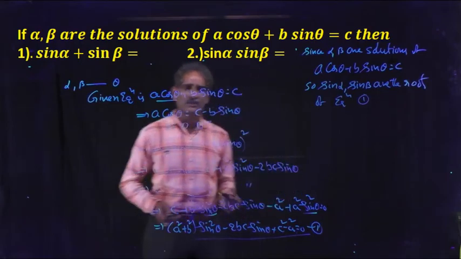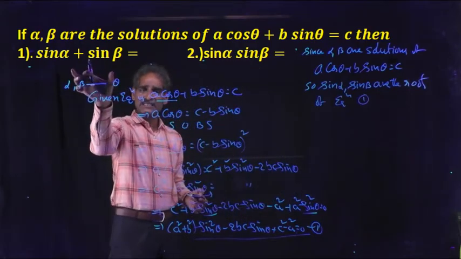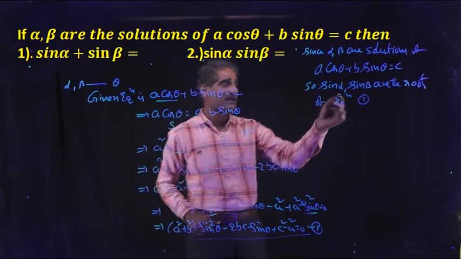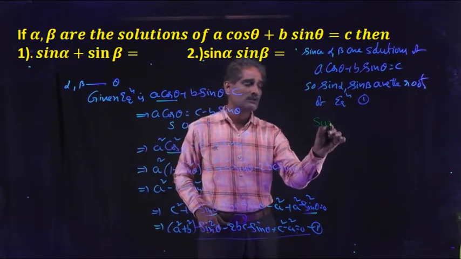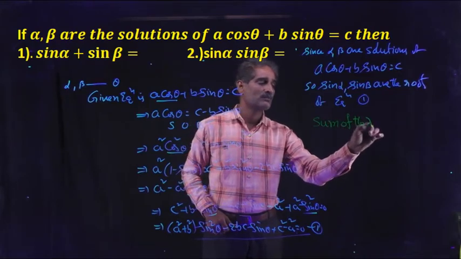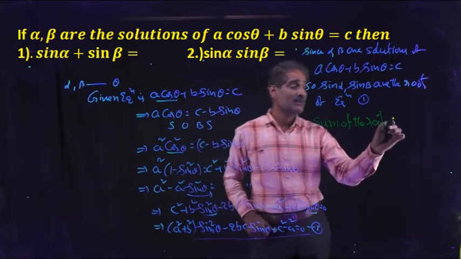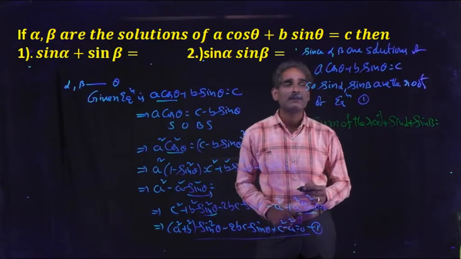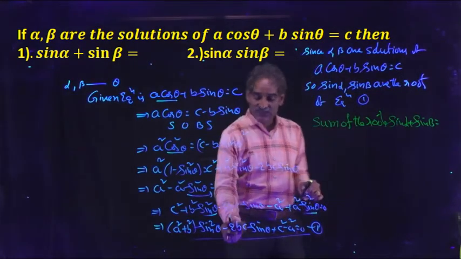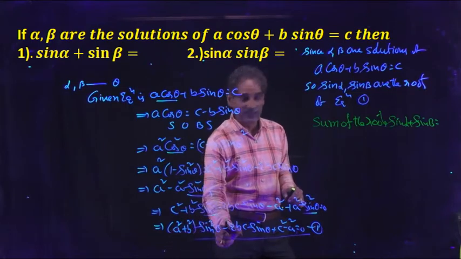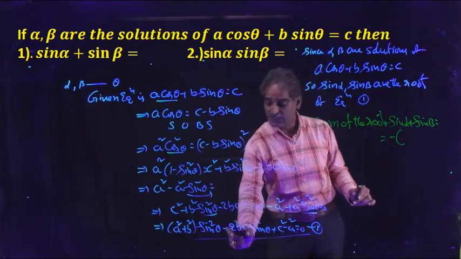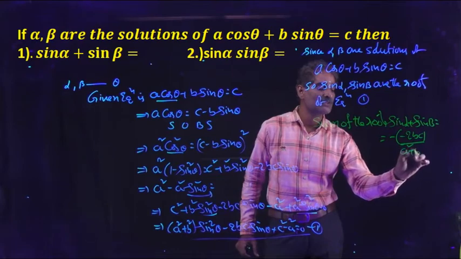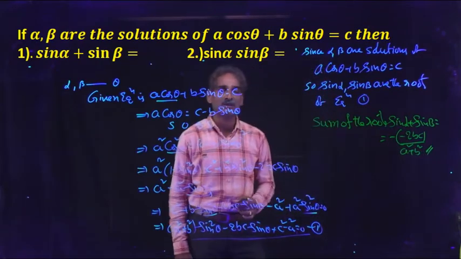Now you can find the sum of the roots. Sin alpha plus sin beta is nothing but the sum of the roots, and sin alpha into sin beta is nothing but the product of roots. The sum of the roots sin alpha plus sin beta equals minus b by a, that means minus of first degree coefficient by second degree coefficient, that means minus of minus 2bc by a square plus b square, that means 2bc by a square plus b square.